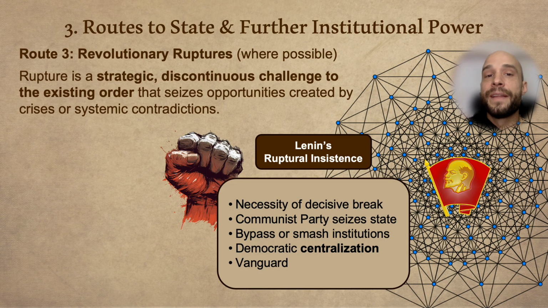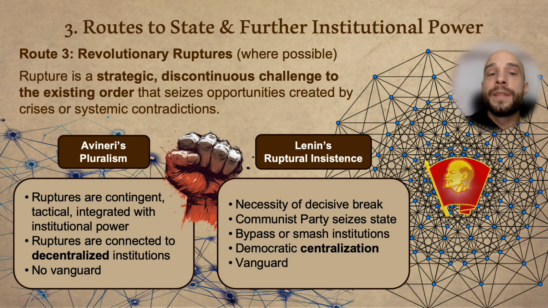At first glance, this may sound Leninist. Lenin emphasized the necessity of a decisive break. The Communist Party must seize the state through revolution, bypassing or even smashing existing institutions, which he often saw as inherently bourgeois and constraining. Lenin's approach relied on democratic centralization. Power and decision making were concentrated in the party, which acted as a disciplined vanguard to direct the revolution. Legal and institutional engagement was largely secondary or instrumental.